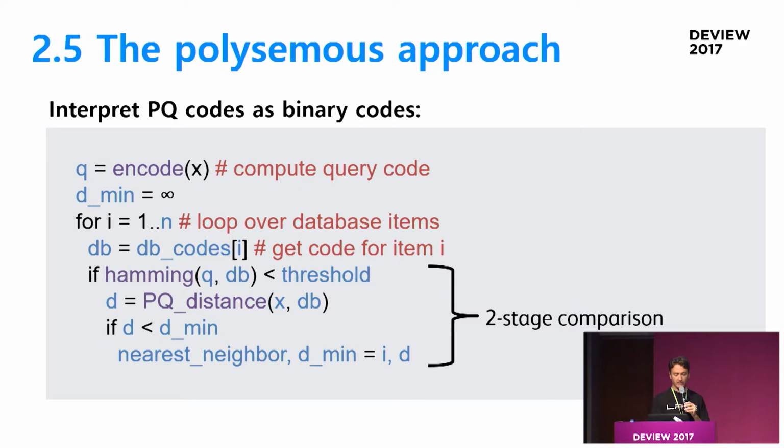So just to go back to my previous example, if I could interpret my codes as PQ code and as binary code, then I would have solved my problem. I have a query, I encode it, and then I loop over all my database items, and then I compute the Hamming distance between my query and my database item. If it's below a threshold, then I compute the PQ distance. Okay? I still have my two-stage comparison, but because I use the same codes for the binary and PQ representation, I don't incur any memory increase.